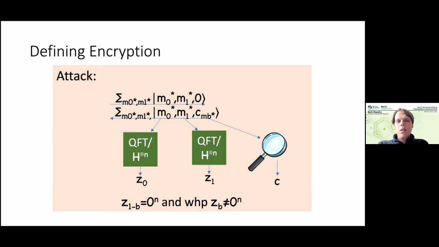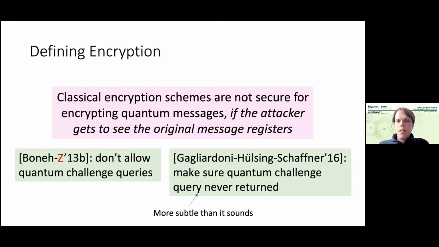So if you want to do something where you don't reply with the challenge registers, but also don't end up being mathematically equivalent to just measuring the challenge registers, you have to be careful. I'm not saying it can't be done, and in fact, that's what this work by Gagliardoni et al. do. But there are subtleties in making this work that we won't go into.